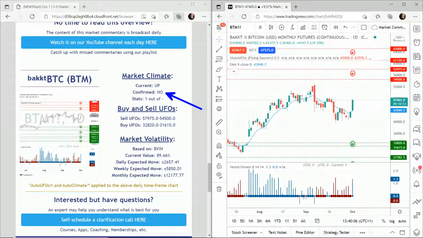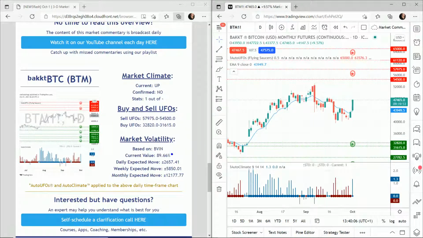Now we do have sell orders up here at 57,975 to 54,500. Buy orders down here at 32,820 to 31,615. So quite far away from current price. It'd have to move quite a bit to get there. So again, not probabilities either way with Bitcoin today.